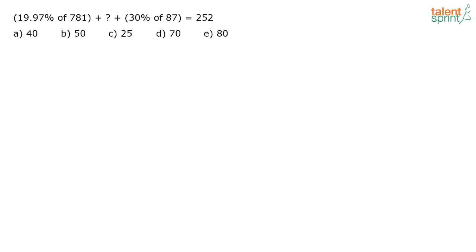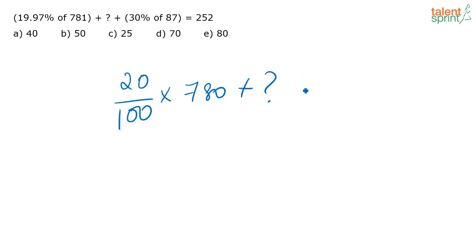Again for this question, the best thing to do will be to approximate. So how do you approximate it? You can take it as 20 by 100 into 781. Correct? Don't take it as 781, take it as 780 for easier calculation. Now then you have plus question mark, then again 30 by 100 of 87. Again you needn't write it like this. I'll tell you, this is equal to 252. That's what you have. Correct?